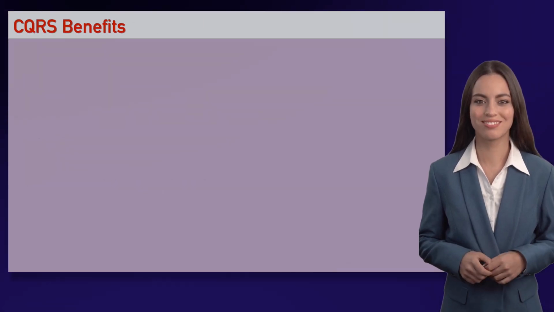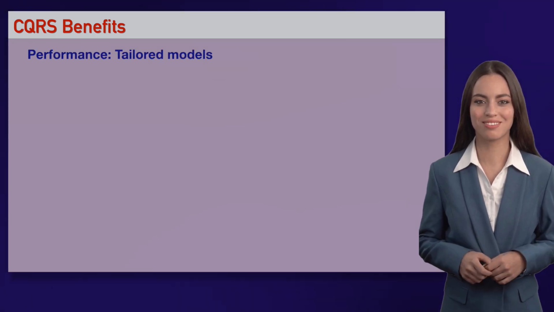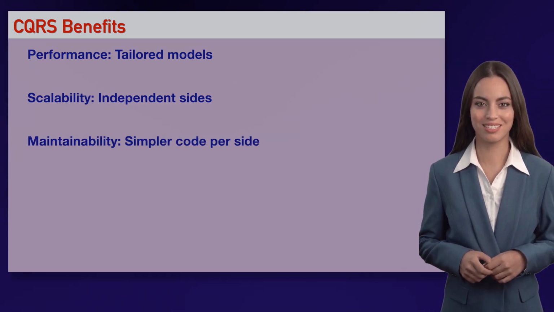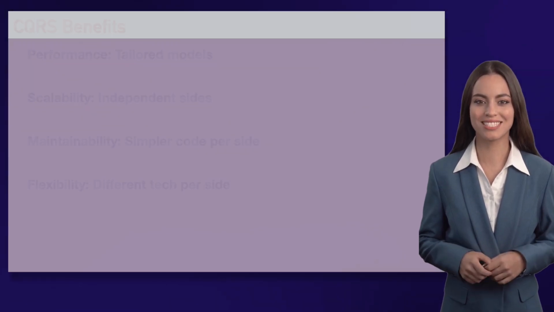CQRS benefits. Performance is optimized because each side uses the ideal model. No compromises. Scalability improves as reads and writes can scale independently. Maintainability increases with simpler, focused code per side. Flexibility allows different technologies or databases for commands versus queries.